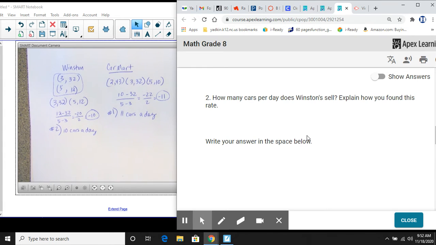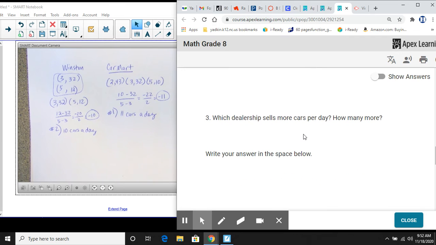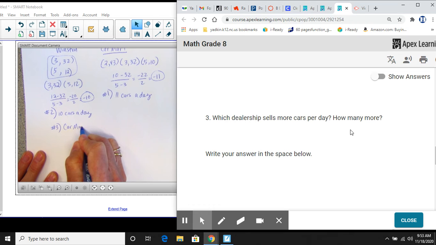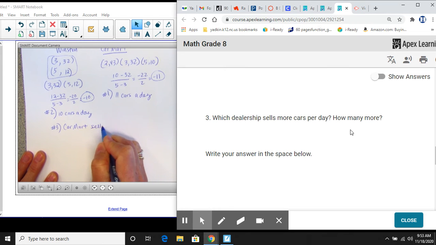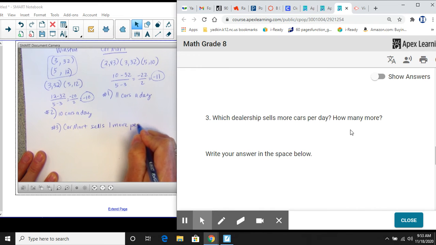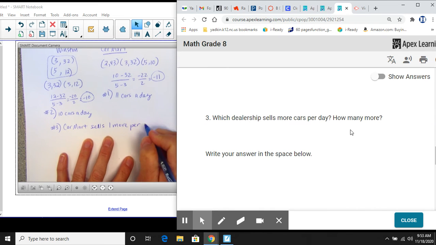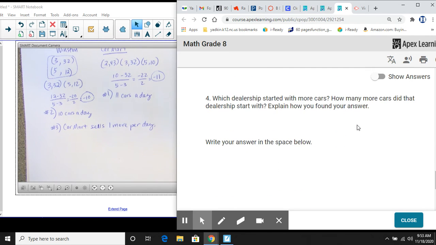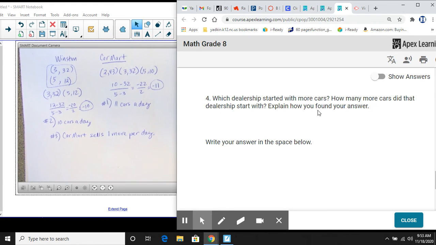That's for Winston's. Okay, and then which dealership sells more cars per day? How many more? So to answer number 3, Car-Mart sells how many more per day? 1 more per day. Kind of answer both of those questions in one sentence. 1 more each day or per day. Okay. Which dealership started with more cars? How many more cars did that dealership start with? Explain how you found your answer.